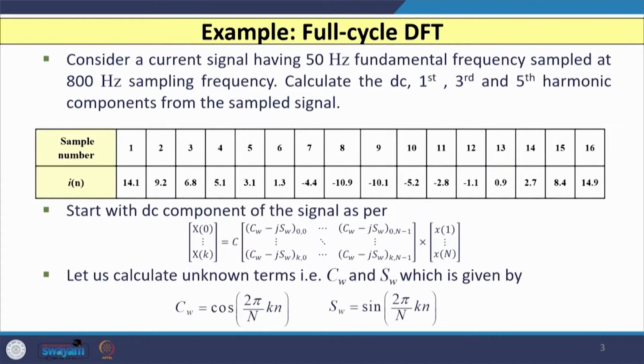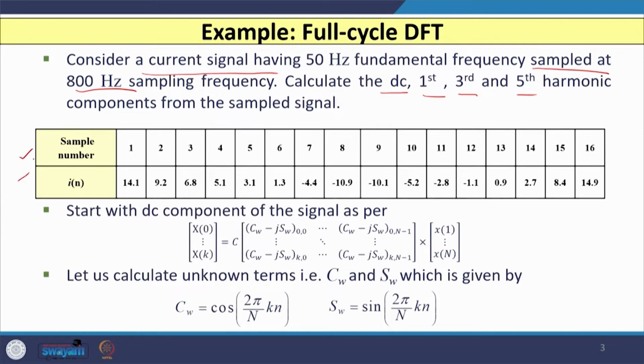So, to understand this, let us consider one example of the full cycle discrete Fourier transform algorithm. Consider a signal which has 50 hertz fundamental frequency and is acquired with a sampling frequency of 800 hertz. In this case, we wish to calculate the DC component, first fundamental term, third harmonic and fifth harmonic from the available sampled values of the signal, that is, the phasor values of DC, first, third and fifth harmonics. The available samples of the acquired signal are given here in this table.